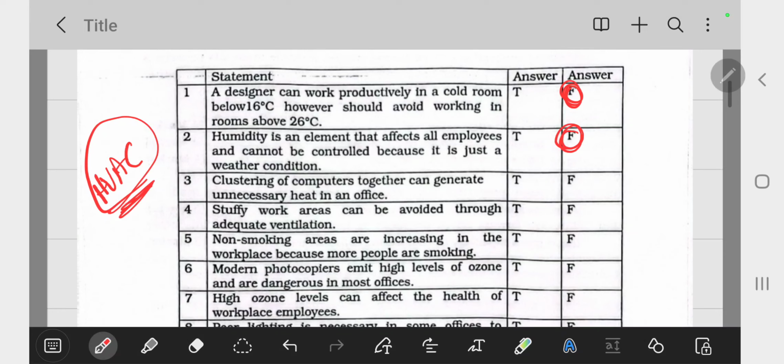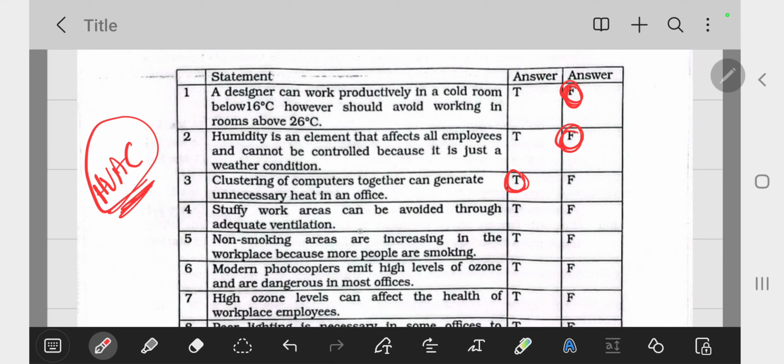Number 3: clustering of computers together can generate unnecessary heat. If you have a laptop or a computer, or you play video games on it, you notice that a computer generates some heat once it's working, because of the mechanical components found inside. When the disk or hard drive is running, it normally generates some heat. Now imagine, if one computer can generate that amount of heat, what if you had a lot of computers? It should generate a considerable amount of heat. So this statement is true.